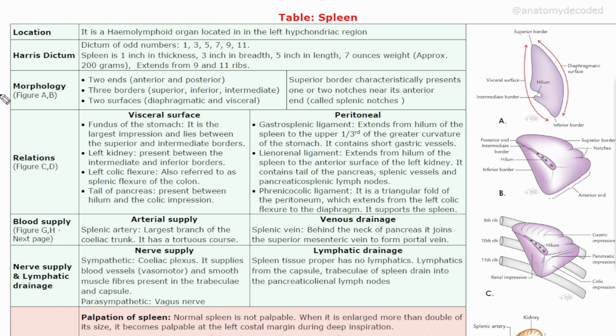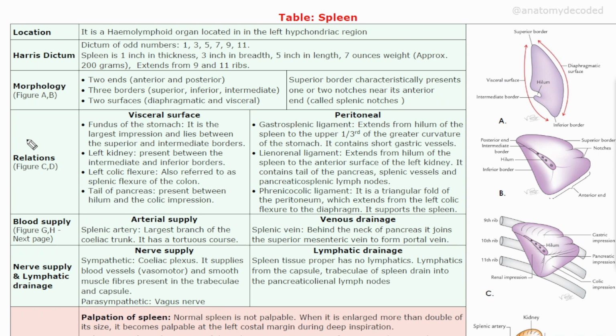Then morphology of the spleen: it has two ends called the anterior end and posterior end. In this image we can see this is the anterior end, that's the posterior end. Then there are three borders: superior border, inferior border, and intermediate border. This one is the superior border, this is the inferior border, and this is the intermediate border. Then there are two surfaces: diaphragmatic surface and visceral surface. This surface that we can see is the visceral surface. There is one surface towards the diaphragm, that is the diaphragmatic surface.